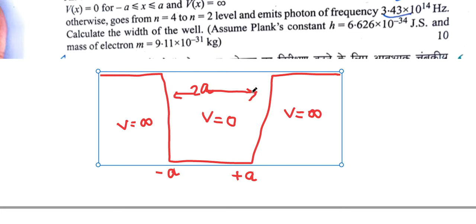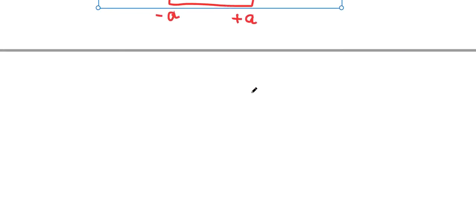So in order to calculate the value of 2a, we have to know what is the energy at different levels. In the question it is given that the electron is taking a transition from n equal to 4 to n equal to 2. So from this we can write two things. We can write what is the energy of the level n equal to 4 and what is the energy of the level n equal to 2.